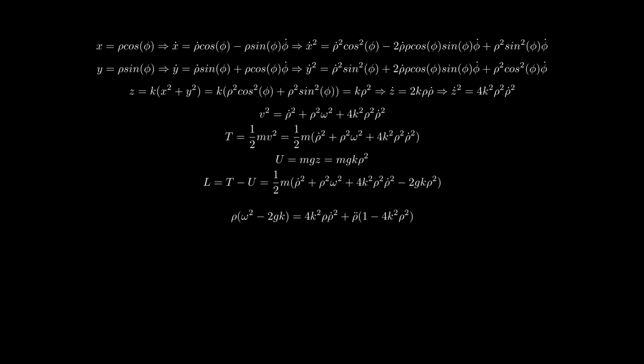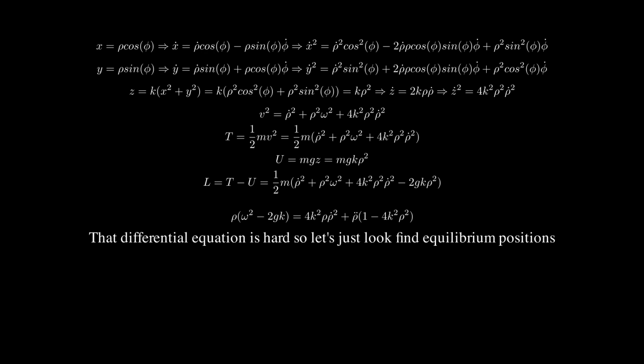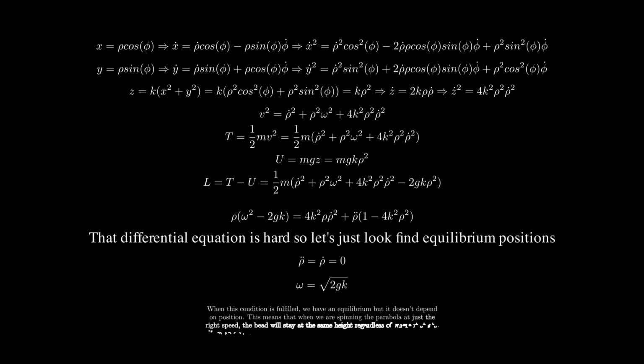This differential equation's not trivial, so we can find our equilibrium positions by just finding where ρ dot and ρ double dot are 0. What this is telling us is that when omega, which is the angular velocity of the parabolic wire, equals root 2gk, then our system is at an equilibrium. And notice that doesn't depend at all on rho. This means that as long as our parabolic wire is spinning at that angular velocity, our bead position could be anything and it would just stay there.